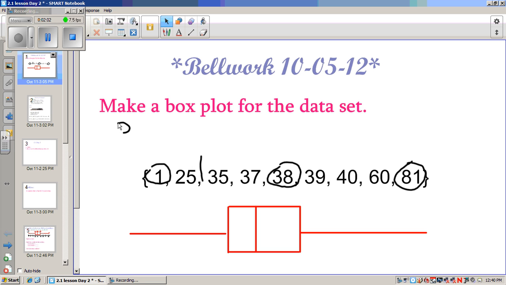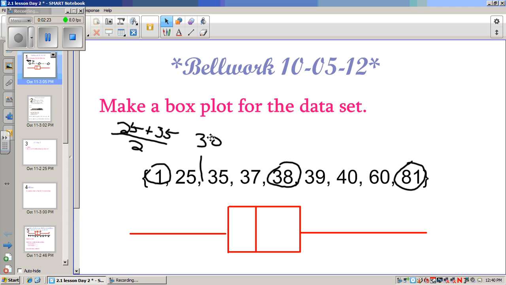What we end up finding is that our first quartile falls in between the 25 and the 35. When this happens, we must average them. So we're going to take 25 plus 35 and divide that whole thing by 2. When we do that, 25 plus 35 is 60, divided by 2 is 30.